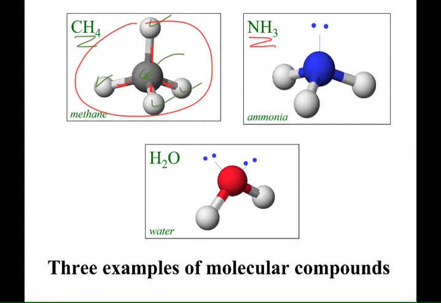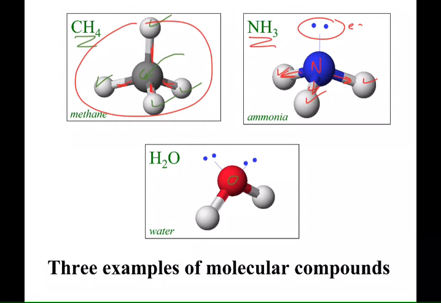Here we have ammonia. So we have a central nitrogen atom, hydrogen, hydrogen, hydrogen. And these are lone pair electrons. Those dots, those electrons up there, are what helps give this pyramidal shape to the ammonia molecule.